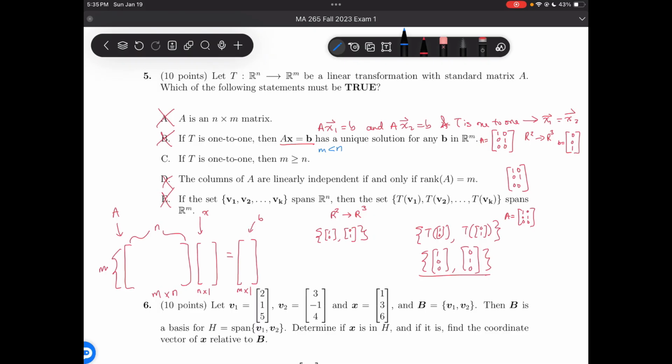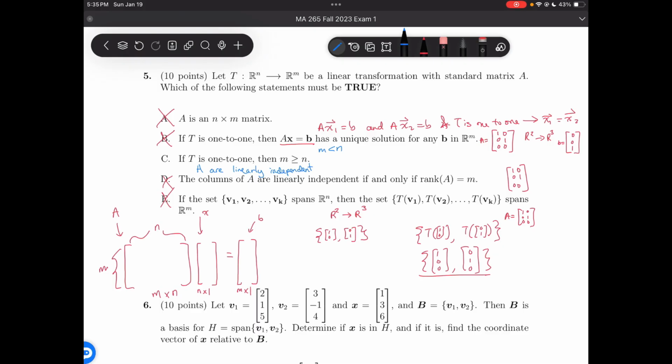So like if we're going from R3 to R2, there are more vectors in R3 that it's kind of impossible to map a one-to-one relationship onto R2. That's the intuitive way to think about it, but we can also think about it in a more factual way, which is that for T to be one-to-one, the columns of A are linearly independent.